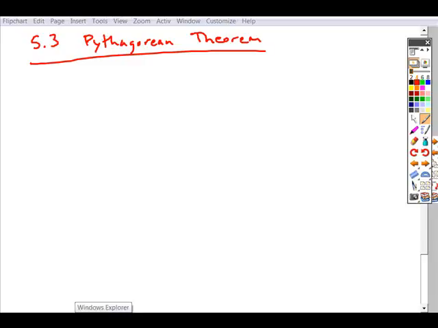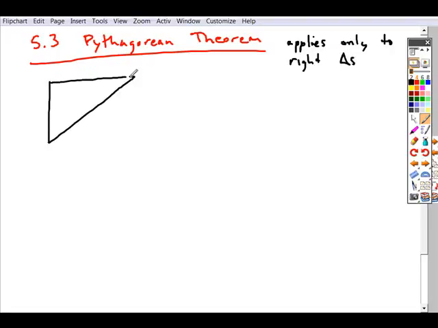All right. So this section is Pythagorean Theorem, which again, most algebra classes will introduce a little bit, or you'll at least have used the formula. And the Pythagorean Theorem applies to what type of triangles? It applies to right triangles only.